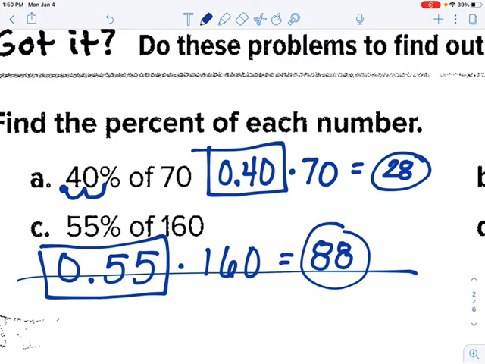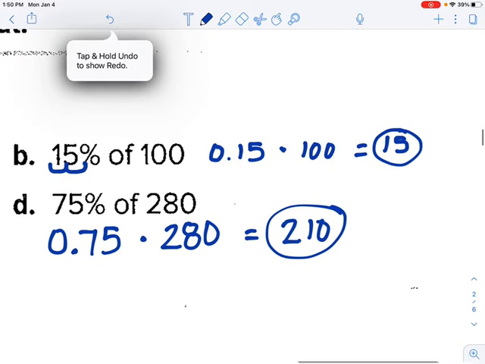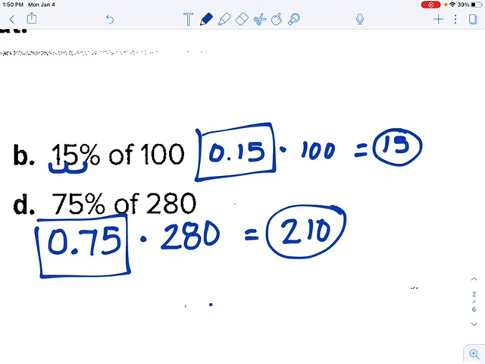All right, look at B and D then. 15%, 0.15. And 75%, 0.75. Again, your of means to multiply, and you get your answer then.